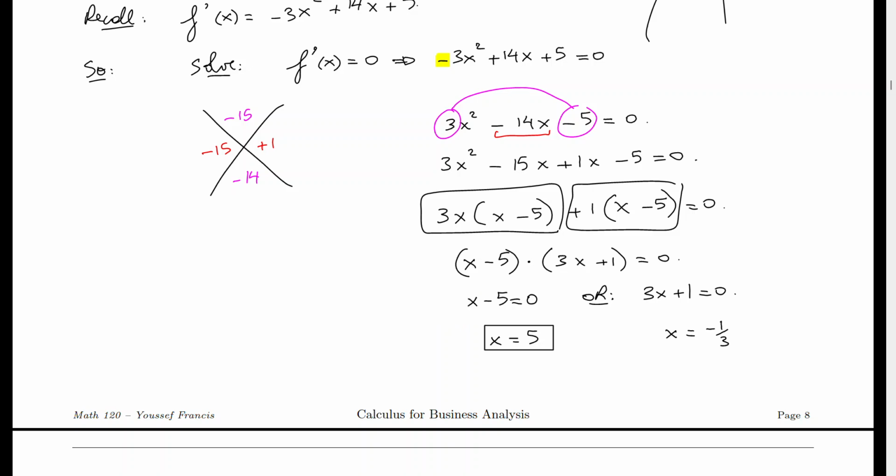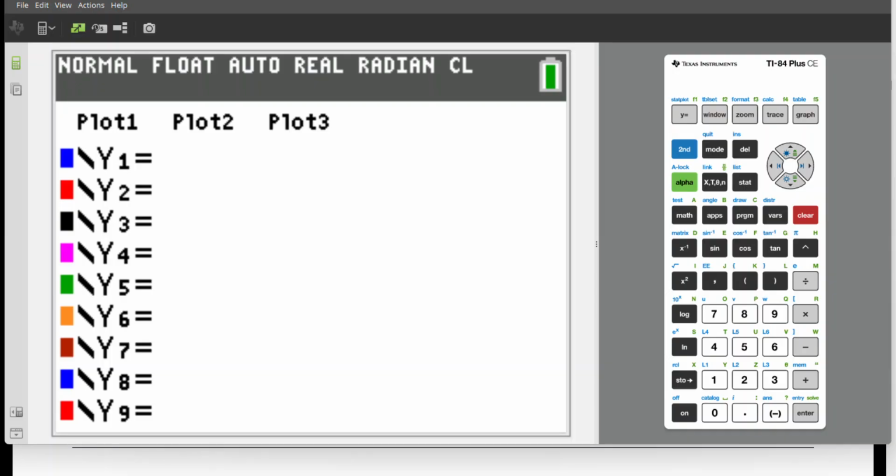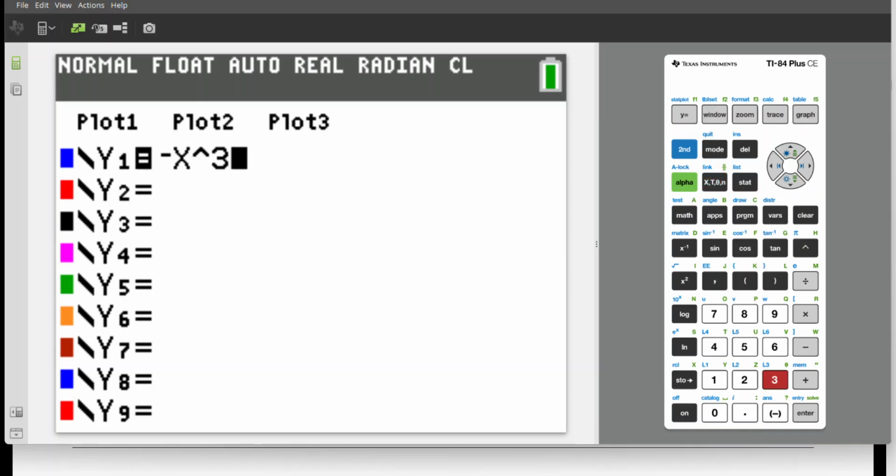So at these locations, I should be able to see a graph that looks sort of horizontal for a split second. So let's verify this by putting everything into the calculator. So what we want to do is go to our y menu where we graph everything and type in negative x cubed. So to put x cubed, I'll use the caret and then 3. So this is the sign above the division sign. So I type negative x and then I carry the power to 3.